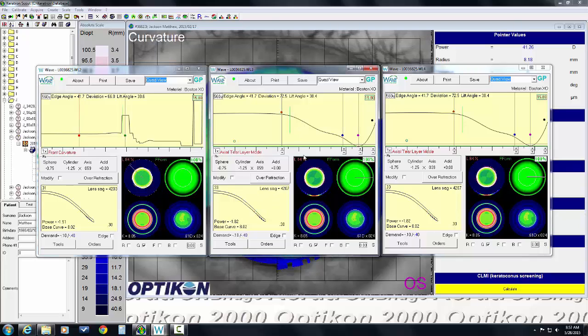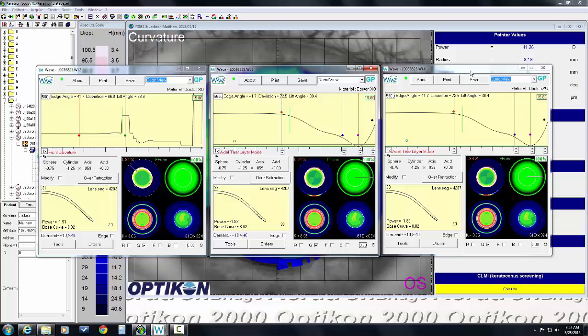To deal with the problem, we entered the overrefraction as it was measured, axis 40, and dispensed this lens. Upon dispensing, it was observed that the lens was rotating 20 degrees to the temporal position. This is a left eye, so that would be to the right.